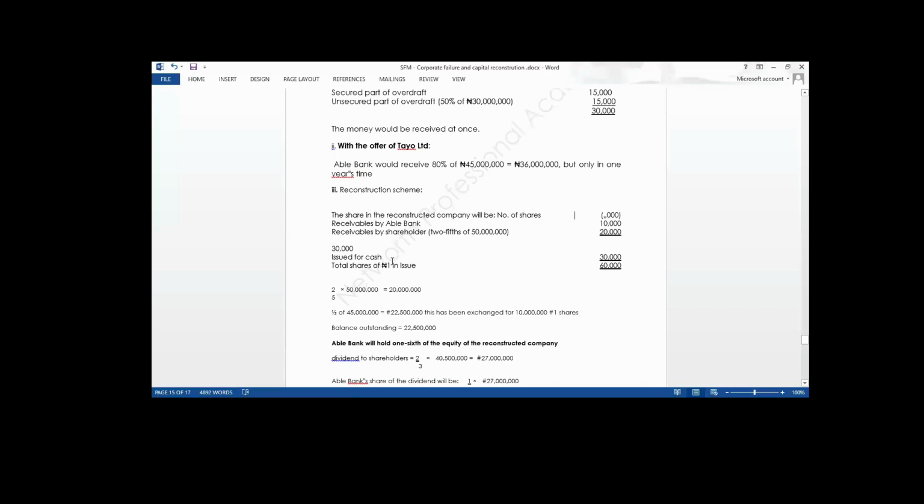Reconstruction scheme. Let me start with this. Shares receivable by shareholders, 2 for 5. This computes 2 over 5 for 50 million shares. How many shares remaining? 20 million. That means the investment that was 50 million naira has been reduced to 20 million naira.